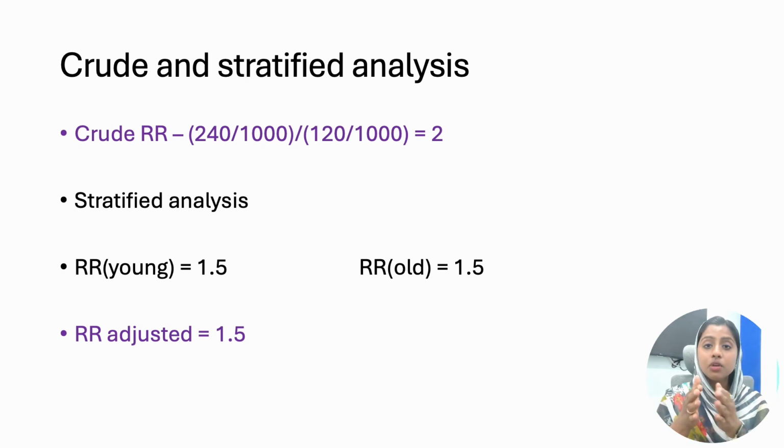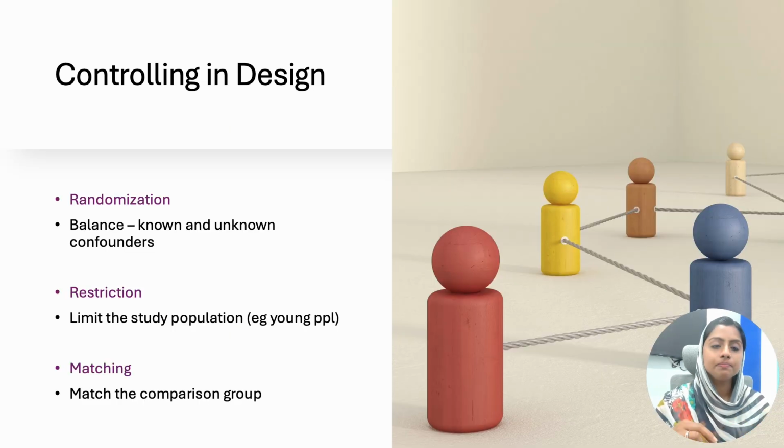Which means if you're not addressing the confounder, the crude relative risk that you get is different from the adjusted one. So if there is a confounder, you actually need to adjust for that confounder and look at the relative risk. So this is the importance of identifying a confounder and then addressing it in the analysis.